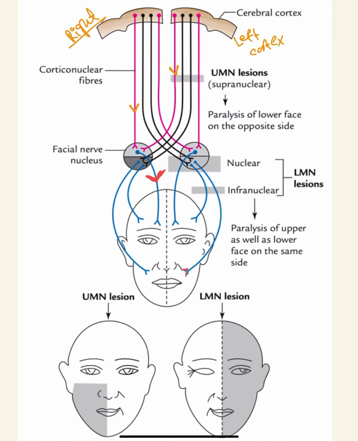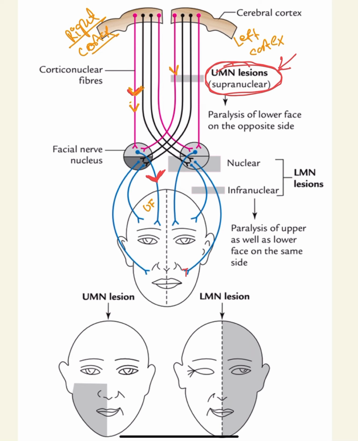Now you may have understood that this lower motor neuron which supplies the upper part of the face gets nerve supply from both sides of the cortex, that is the right cortex and the left cortex. Now whenever there is a lesion, for example here an upper motor neuron lesion of the nerve fibers from the left cerebral cortex, the upper part of the face will still get nerve supply from the right side cortex, and the function is preserved.